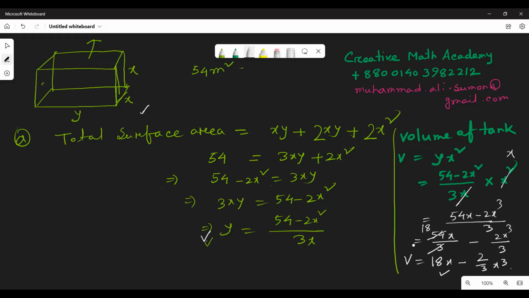Next, we find the volume of the tank, V equals y x square. Here, instead of y, we put the y value, 54 minus 2x square by 3x. This x square and this x cancel. And finally, we get V equals 18x minus 2 by 3 x cubed. Okay. Now, the second part.